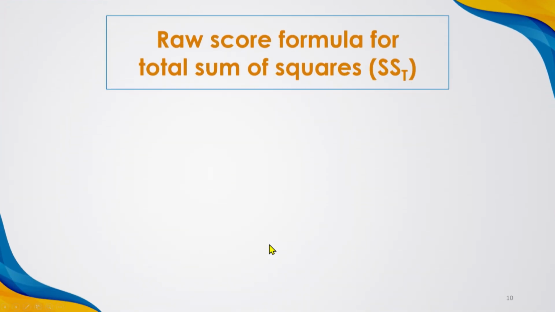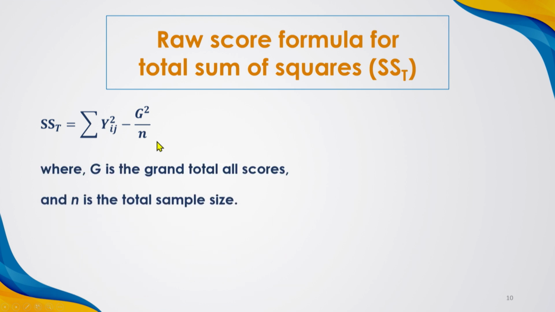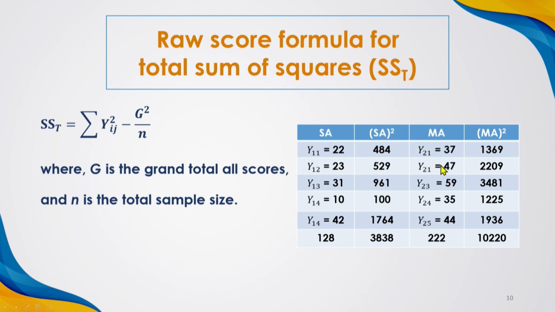Now, we will move to the raw-score computation of the total sum of squares. Here it is the sum of the squares of all the observations minus G squared by N. In some textbooks you will see this term referred to as a correction factor, but I am not using that name because the formula is already so complex. So, you can just remember it as summation Yij squared minus G squared by N, where G is the grand total of all scores and N is the total sample size. And this is the data. For the purpose of space only 2 groups are shown, but you assume that there is a third group also.